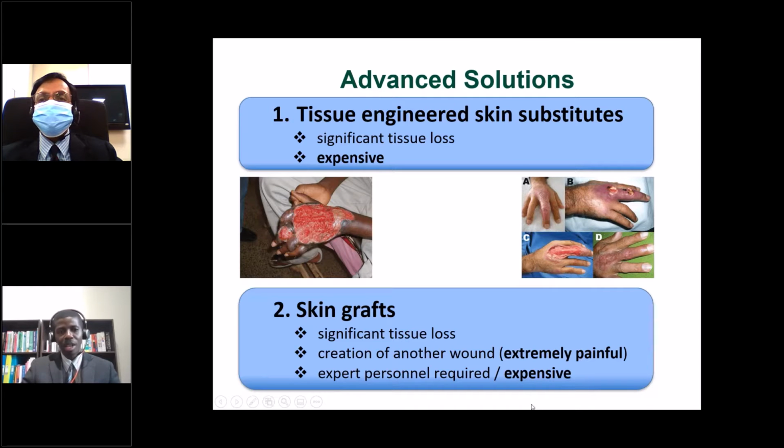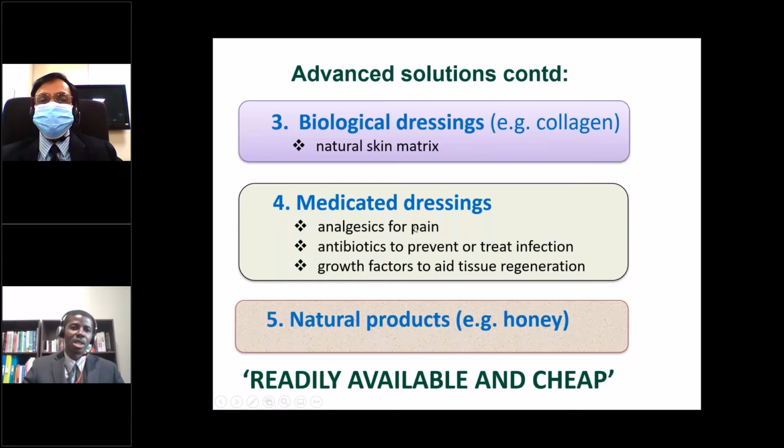And so there's third, fourth, and fifth advanced solutions, which is the interface where I work at the minute. You can use biological dressings where you're using biomaterials such as collagen and hyaluronic acid. So these are natural parts of the matrix. You can use medicated dressings. So this will be the modern dressings that I mentioned earlier, like the films and the hydrogels. You load them with various drugs that target different aspects of wound healing, like the pain and inflammation. You can load them with antibiotics to prevent or treat infection. Or if you want to be even more advanced, you can load them with growth factors, which actively will aid tissue or skin regeneration. And then these days, there's the natural products such as honey.